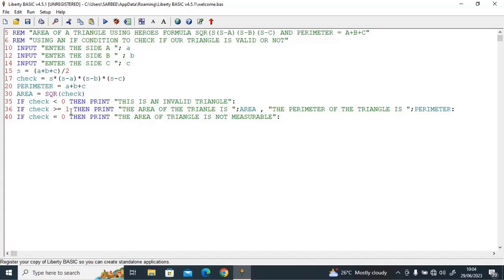Let's check. If less than 0, then print invalid triangle. Is there anything wrong? Let's make this one times. No, this does not work. But something is wrong with this invalid triangle. If it's less than 0, it's less than 0. I think something is wrong here. Okay, if check, I'll get back to you. I'll do my research on it. Why is it giving me an error? It should give an invalid triangle. I don't know why it's displaying this. It is less than 0.